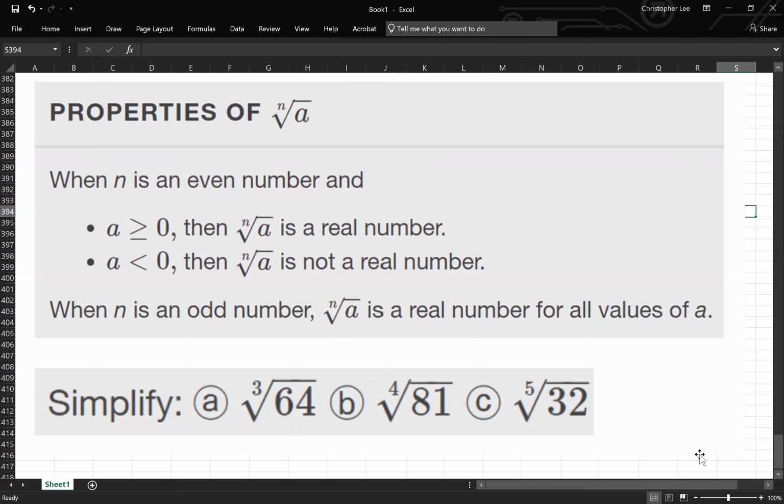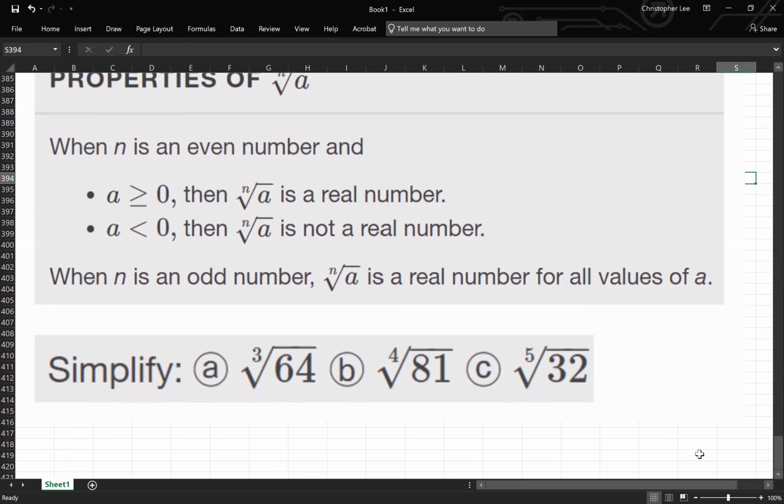So let's try this out. So what's the answer for A? What is the cube root of 64? Go ahead. Yeah, it is 4. Cube root of 64 is 4. That's because 4 times 4 times 4 is 64. That's where that comes from, right?